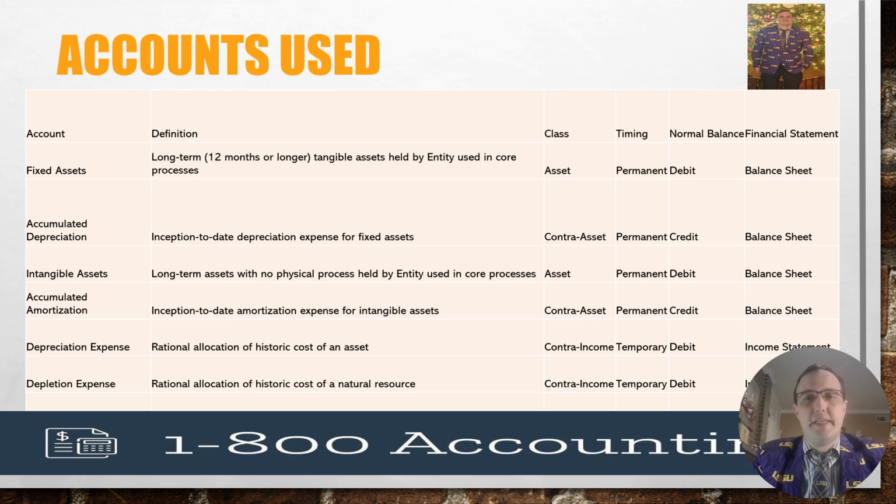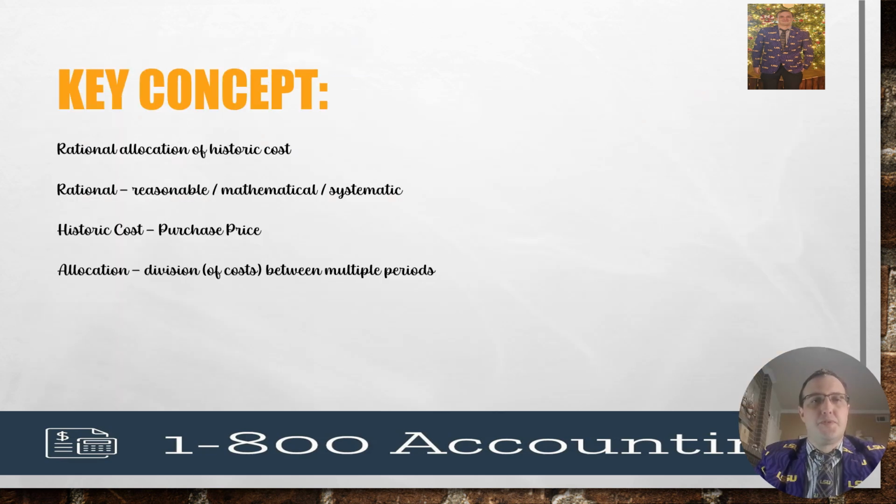Now, as these are related, all of these are going to be listed as your contra income accounts, which means that they're going to represent a normal debit balance. Temporary, as they're going to close into the retained earnings at the end of each period, and they're only going to be presented on the income statement or related disclosures.